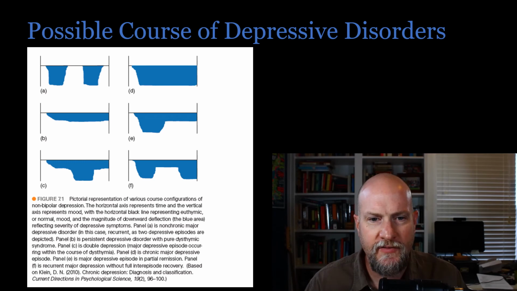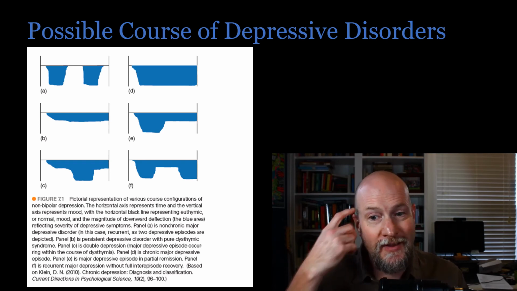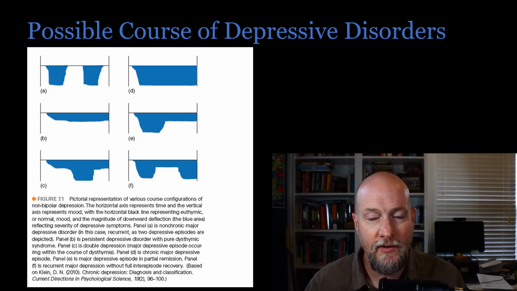So let's look at each of these. Panel A is a non-chronic major depressive episode, in this case recurrent. So you've got 2 major depressive episodes, but in between the person's mood is essentially euthymic, which is the term for neither manic nor depressed. Normal, so to speak, if you will. I'm very careful of that word normal. I think that can be a pejorative in some ways to people that are experiencing these disorders, but let's call it typical, average, if you will.